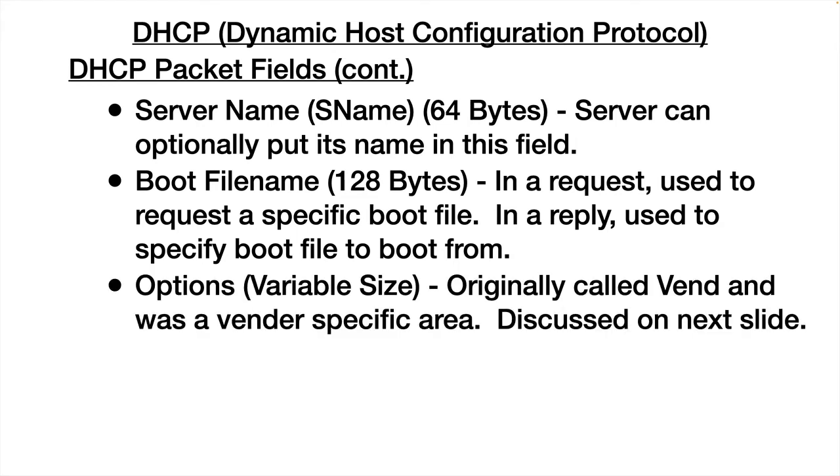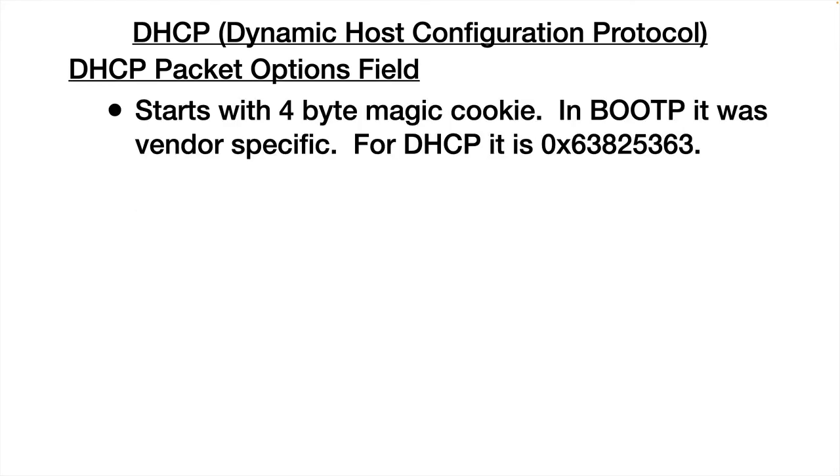And then the last thing we have is options, which is listed as being variable size. This was originally called vend because it was a vendor specific area, and we will discuss the different types of things and how to use that field starting on the next slide. The options field starts with a 4 byte, what's called a magic cookie.